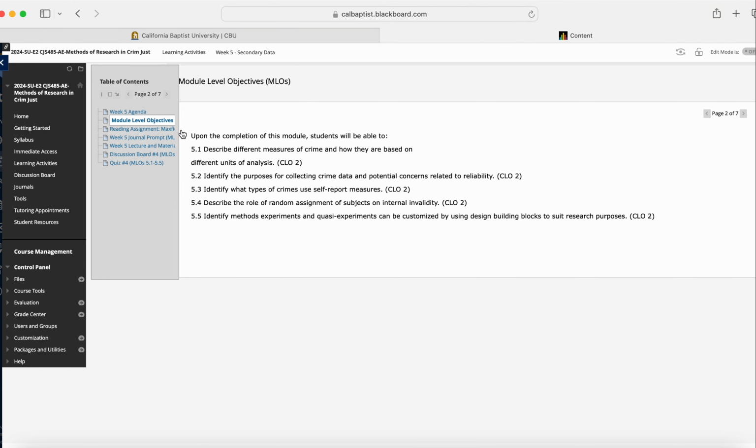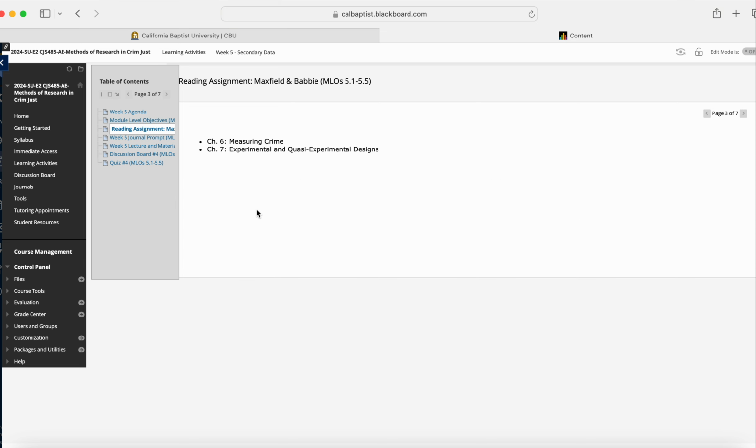If you would like to, you could go through the module level objectives. Remember, module level objectives are the learning objectives that we are shooting to be proficient at by the end of this week. Again, the quiz will be based off of Chapter 6, Measuring Crime, and Chapter 7, Experimental and Quasi-Experimental Designs.